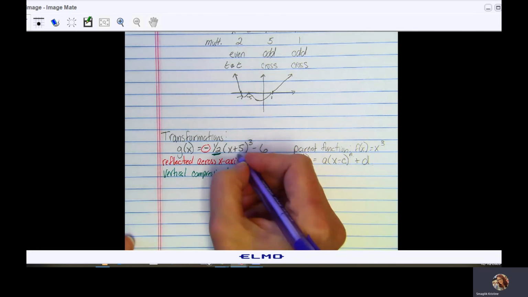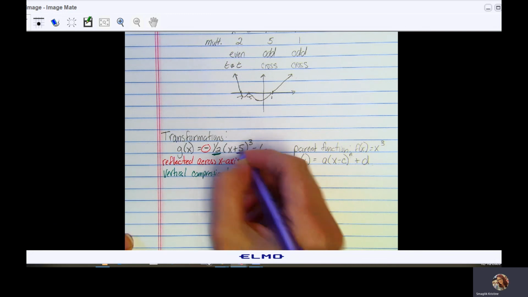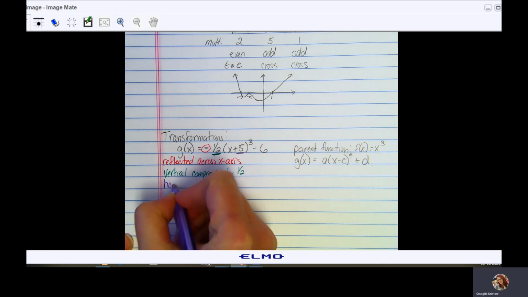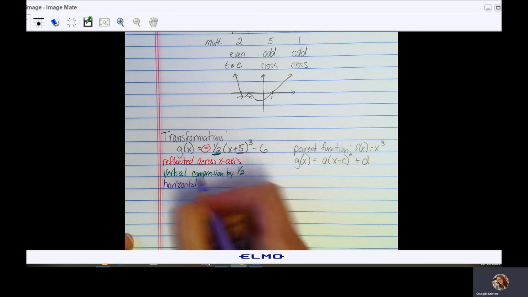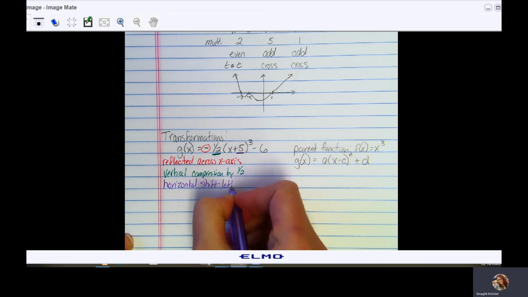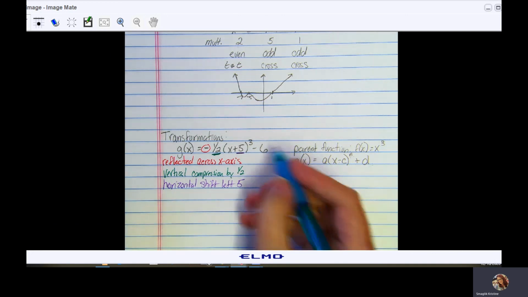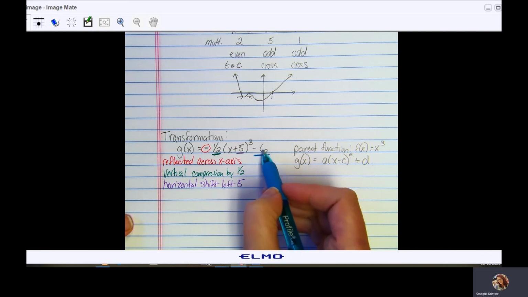So now let's take a look inside these parentheses. That's a horizontal shift. And again, if it's positive, that means you are going left. Think opposite. Horizontal shift left 5. And then if we look here, -6, that means this is a vertical shift down 6.